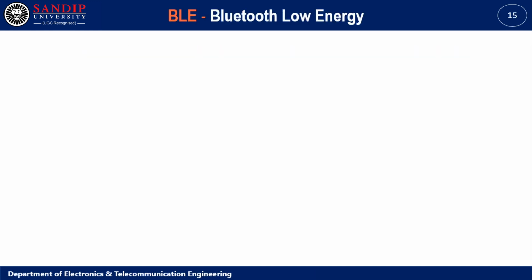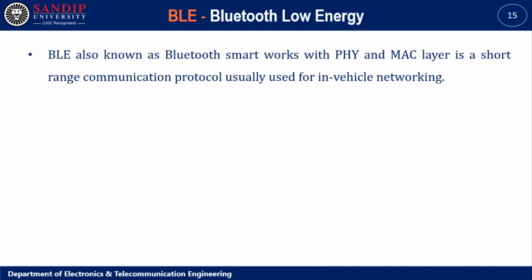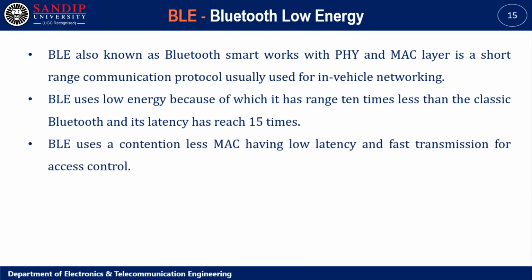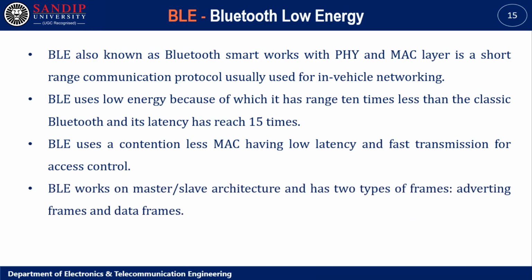Now let us discuss BLE, that is Bluetooth Low Energy. BLE, also known as Bluetooth Smart, works with the physical and MAC layer. It is a short-range communication protocol usually used for in-vehicle networking. BLE uses low energy, because of which it has a range 10 times less than classic Bluetooth, and its latency has reached 15 times. BLE uses a contention-less MAC having low latency and fast transmission for access control.